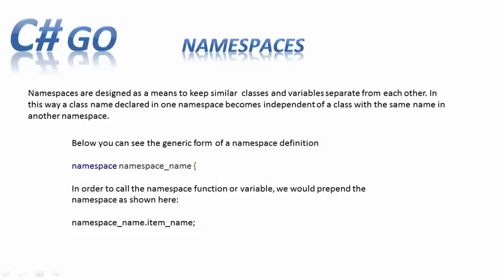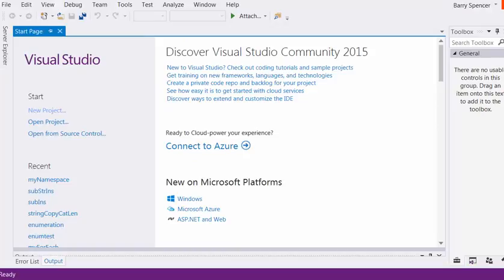In order to call the namespace function or variable, we would prepend the namespace as shown here. So we have namespace_name.item_name. I've got a short example to show you here, which will demonstrate how this works.